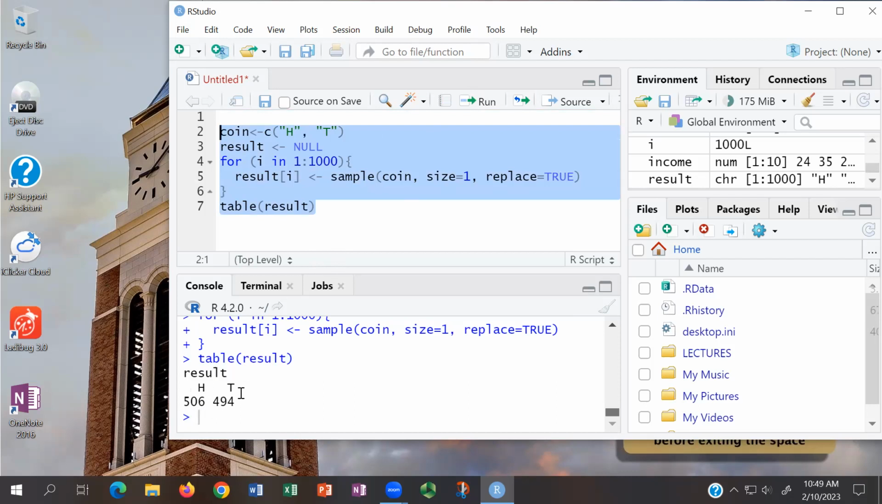What's your number get close to? It's 50-50, right? It's close to 50-50. So if you flip the coin 2 times, 4 times, maybe you have both heads or both tails, right? But as you increase the number of times of flipping, the result approaches 50-50. So that's what I meant by a long-term probability. Right?